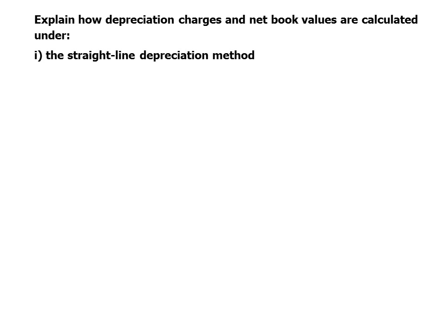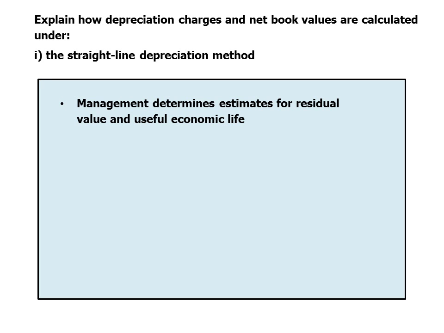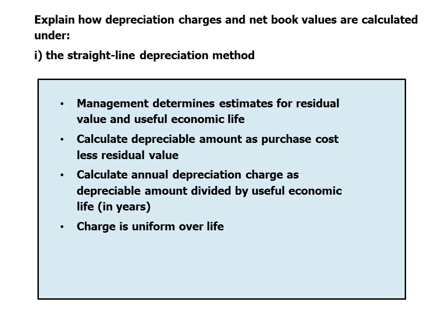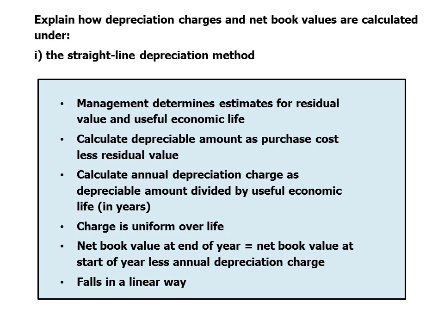Explain how depreciation charges and net book values are calculated under straight line depreciation. A number of steps. Management determines estimates for residual value and useful economic life. Then calculate depreciable amount as the purchase cost less residual value. Then calculate the annual depreciation charge as depreciable amount divided by useful economic life defined in years. And the depreciation charge is uniform over the life of the asset. And lastly, net book value at the end of the year is equal to net book value at the start of the year less the annual depreciation charge, and the net book value falls in a linear way.